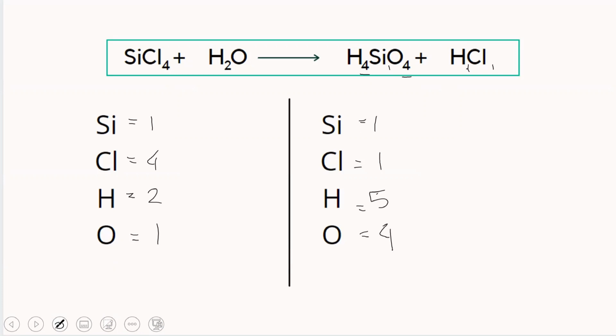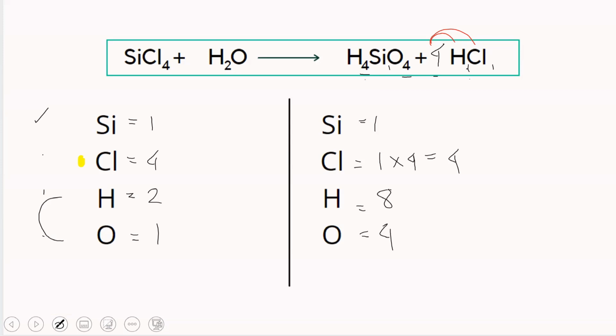Here, we see that in addition to silicon atoms being balanced on both sides, it is also best to start balancing the chlorine atoms first. To balance chlorine on the left side, we have to multiply 1 by 4. Now that we've input the number 4 as a coefficient in front of hydrochloric acid, we must also multiply 4 with the hydrogen atom in that molecule. We now have a total of 8 hydrogen atoms.